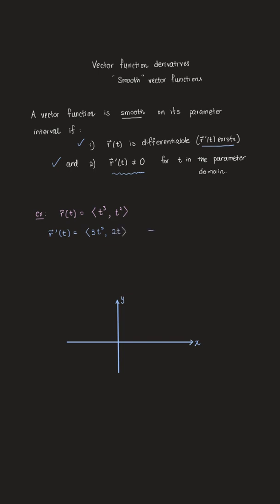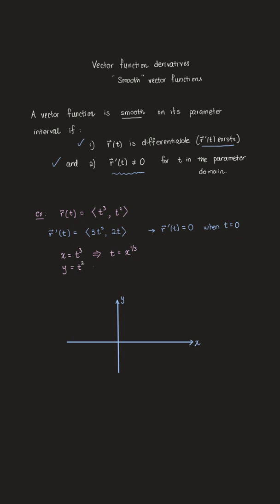Now notice that here r prime of t does equal 0 whenever t equals 0. We're going to get the 0 vector. So what does that mean? Let's think about the graph of this vector function in R2. If we consider the components, we see that x is t cubed, which implies, if we solve for t, that t is equal to x to the 1/3 power, taking the cube root of both sides. We also see that y is equal to t squared.